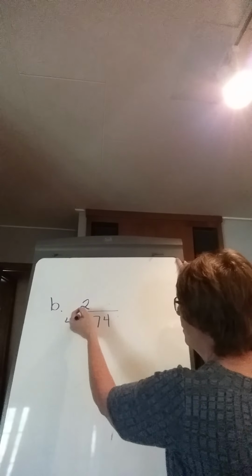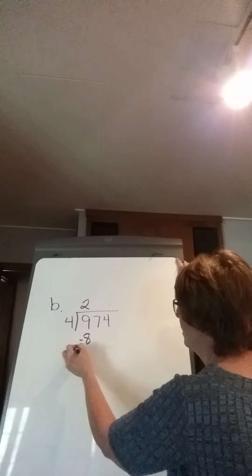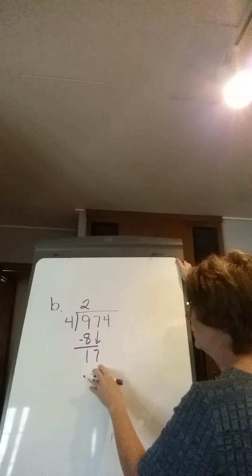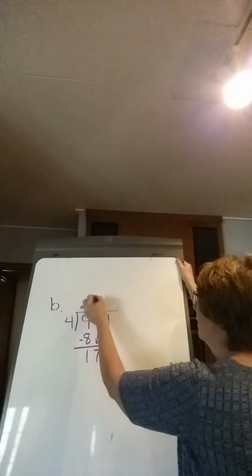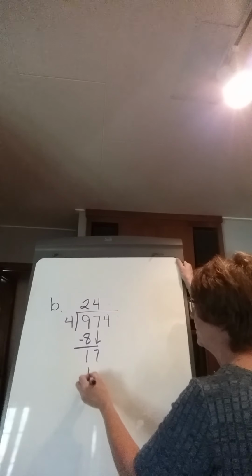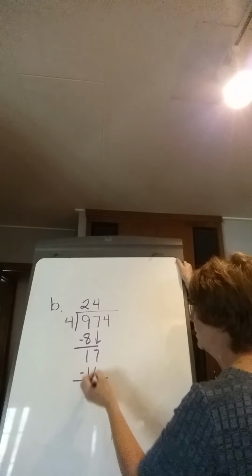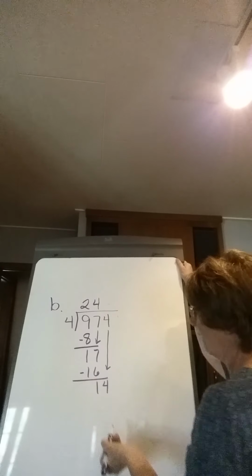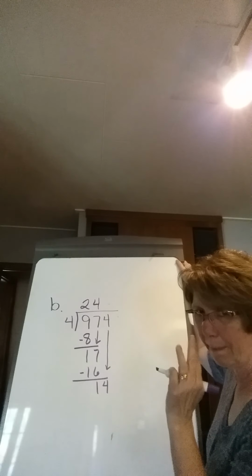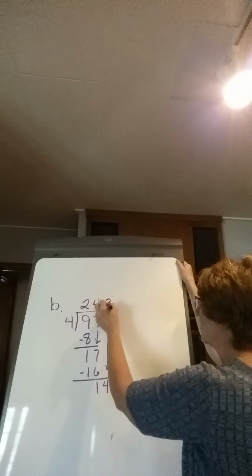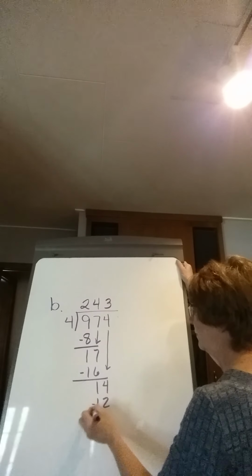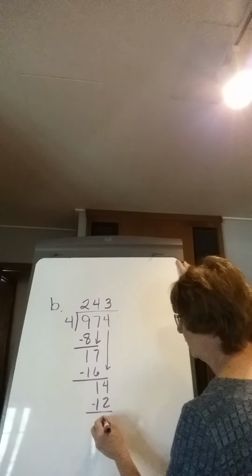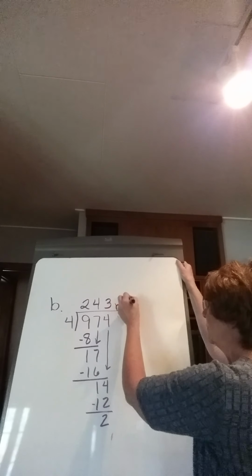2 times. 4 times 2 is 8. We subtract. Bring down your 7. 4 goes into 17 4 times. 4 times 4 is 16. Subtract. Bring down your last number, 4. 4 goes into 14 3 times. 4 times 3 is 12. Subtract. And you have a remainder of 2.